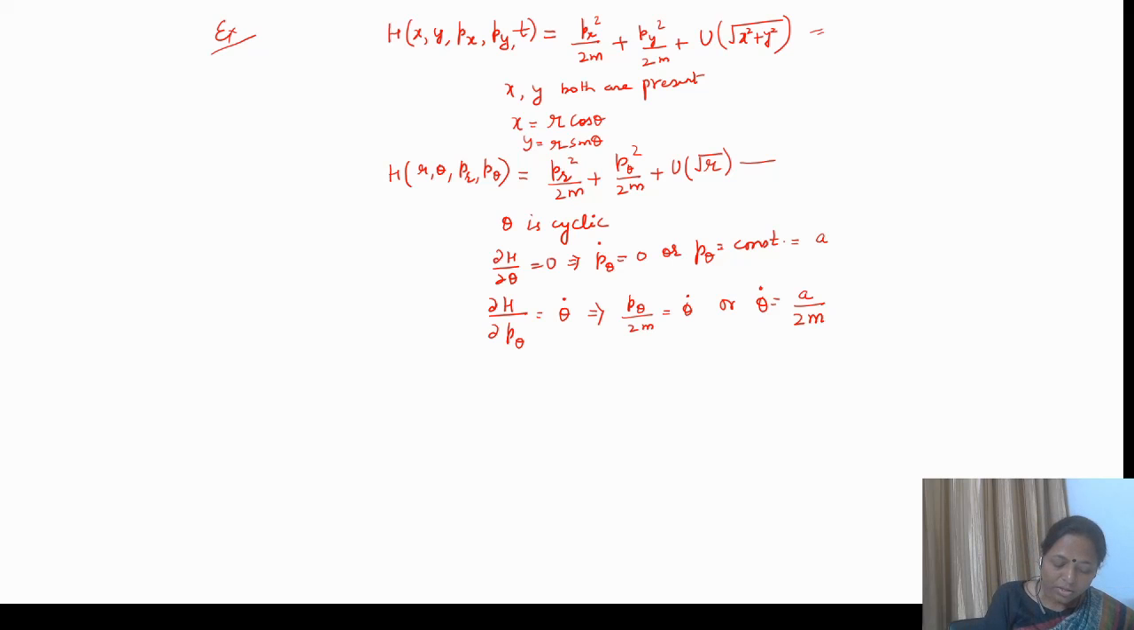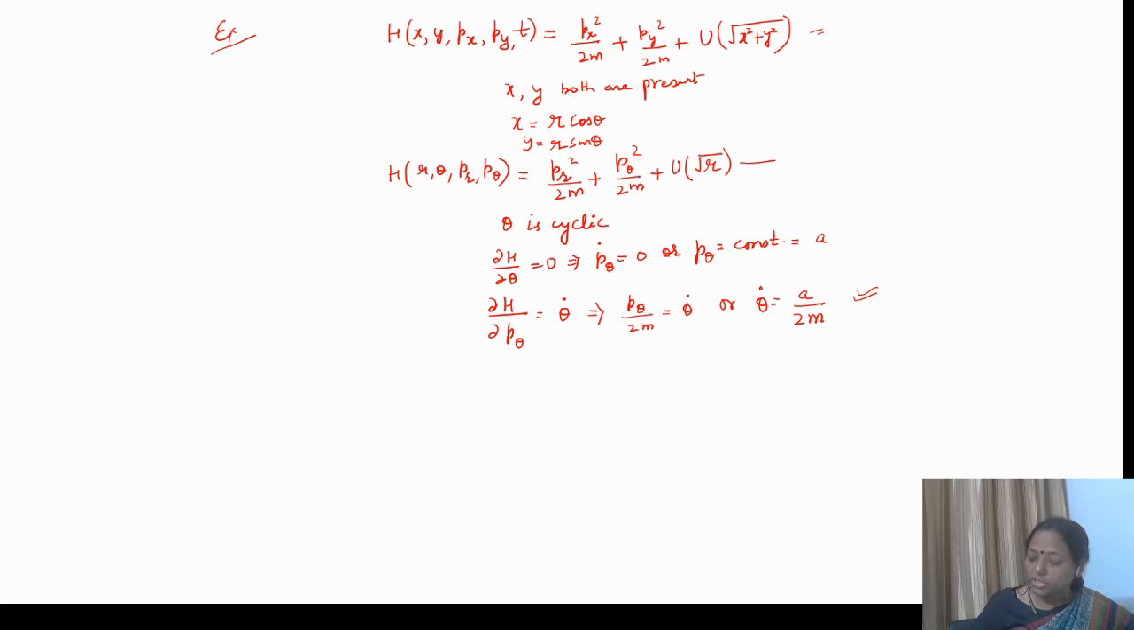In this way you can find your theta and the system is described. So you see that if the number of cyclic coordinates is increased, the solution of the system becomes more comfortable. So our aim is to find a way so that we can describe our system in such a way that all the coordinates are cyclic.